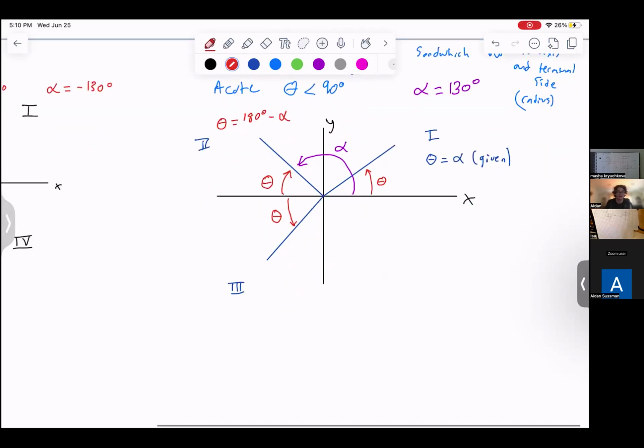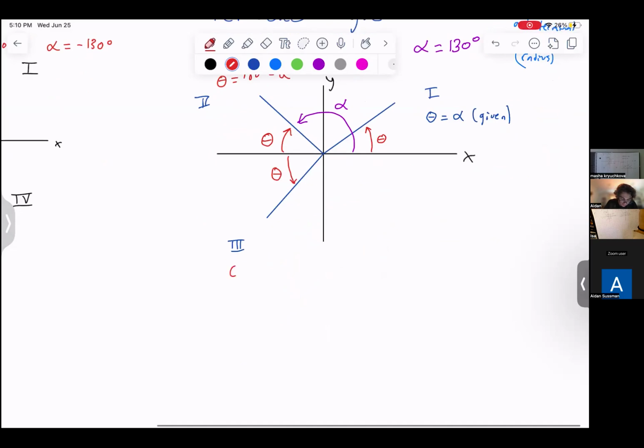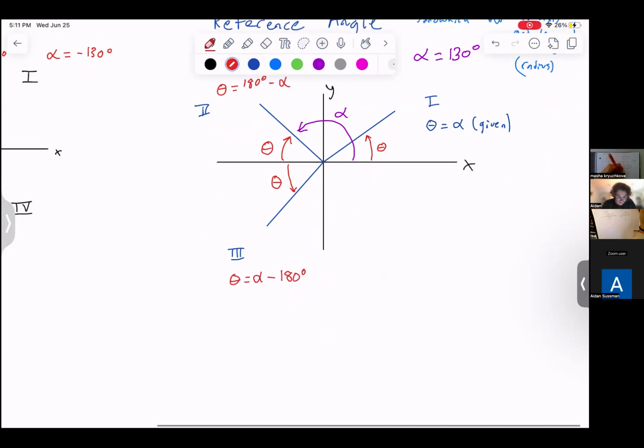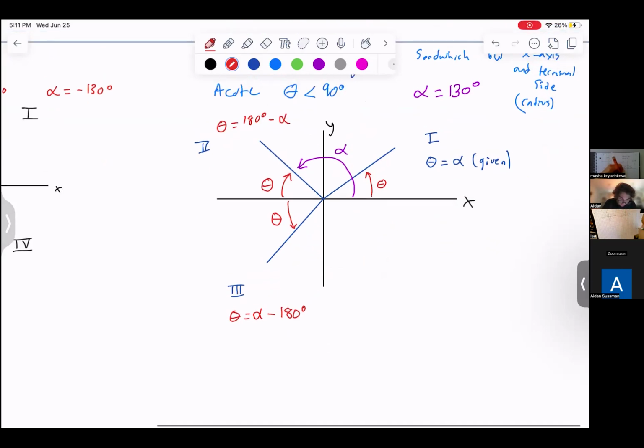And how would we get that? In this quadrant, the reference angle is our given angle minus 180 degrees. Why is it that? Here is 180 degrees, and this green one is our angle. If I want the red one, I just take the green one and subtract it from the pink one. Same thing over here. If I want this red angle, I take this green one and subtract it from the purple one.